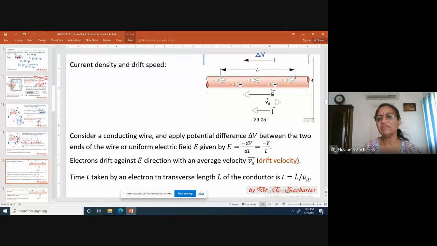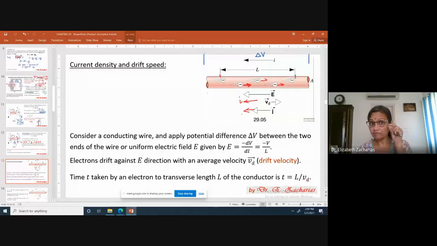You can see here the electric field is in this direction. That means there is a potential difference between these two points. Because of this potential difference, your current is going to be in this direction, parallel to E, or your J vector is also going to be in this direction, parallel to E. But what is the real motion happening? The real motion is that of electrons moving in the opposite direction.